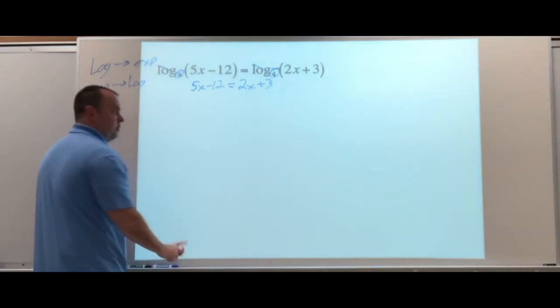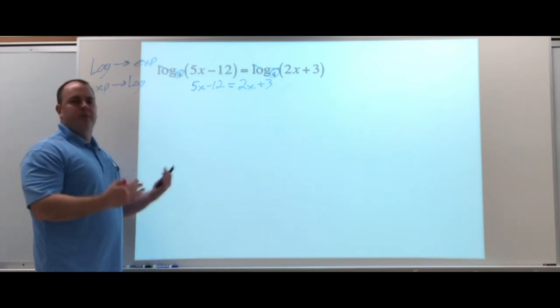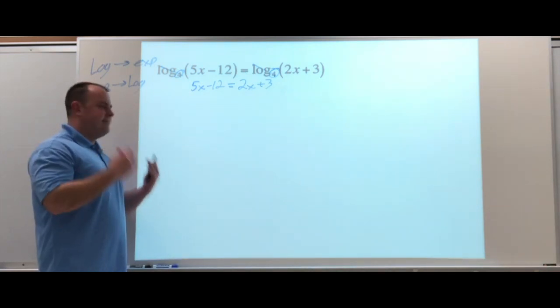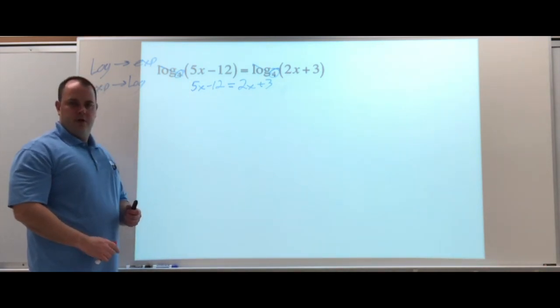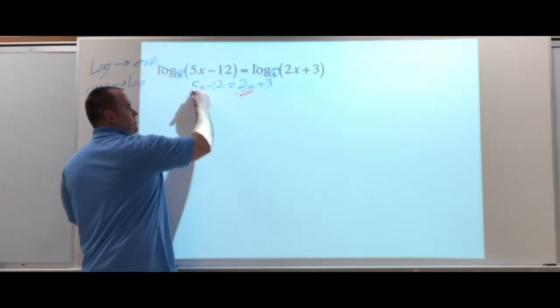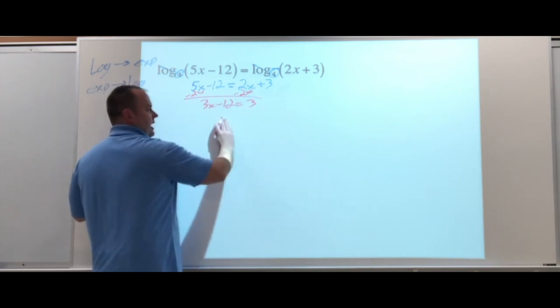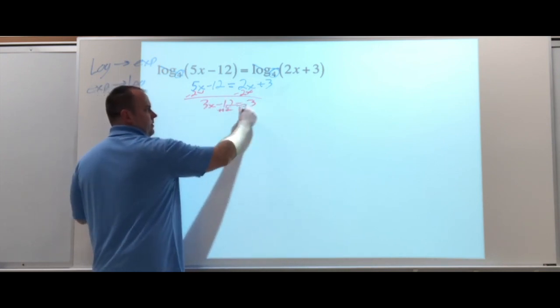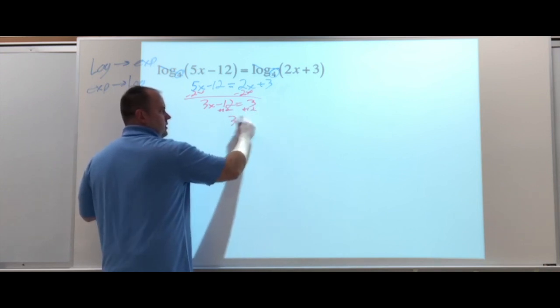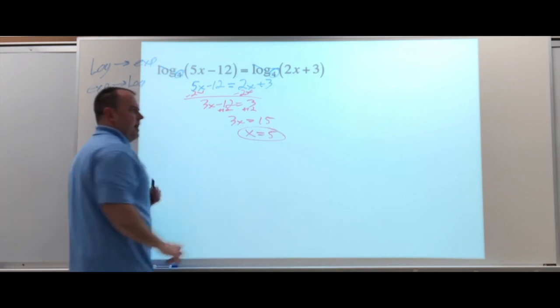So just take your time. Don't rush through this. I know everyone just wants to, because it's something you've been doing since probably 6th grade. Take your time and think through the process. Make sure you're showing your work. Subtract your 2x. Add your 12. X equals 5 after you divide by 3.